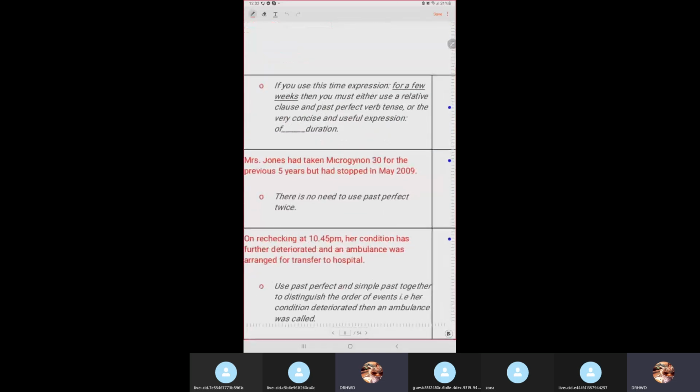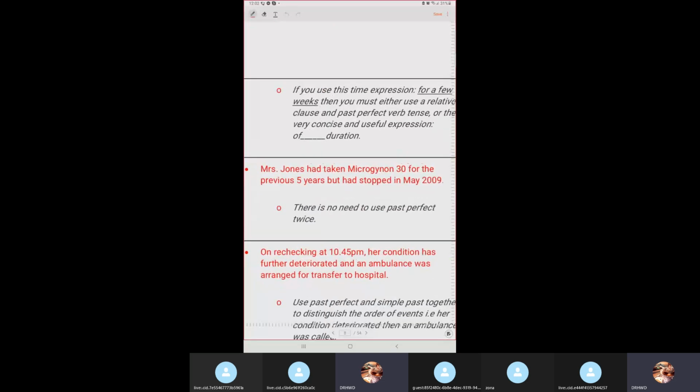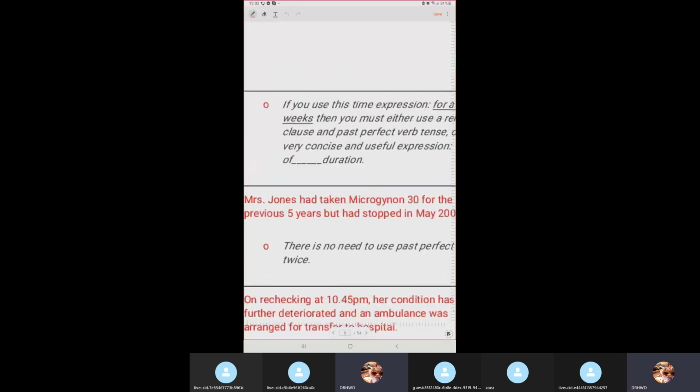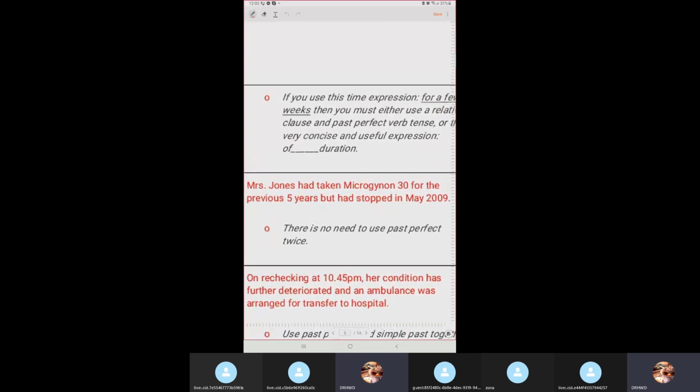Okay, Dr. Narjana, this one's for you, and then we'll be moving forward. On rechecking, okay, I want to make it a little zoomer. So on rechecking at 10:45 p.m., her condition has further deteriorated, and an ambulance was arranged for transfer to the hospital.